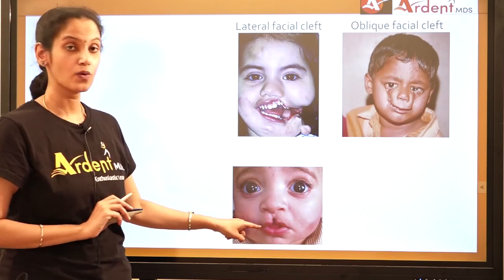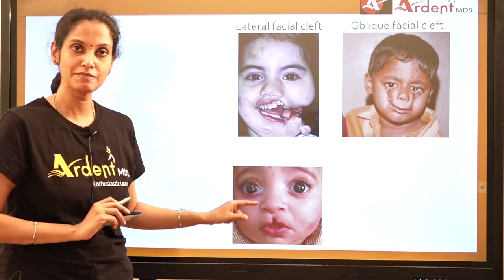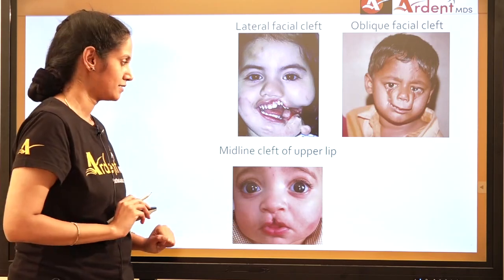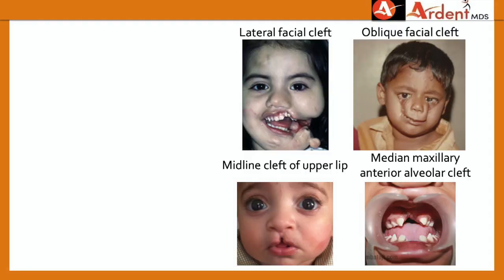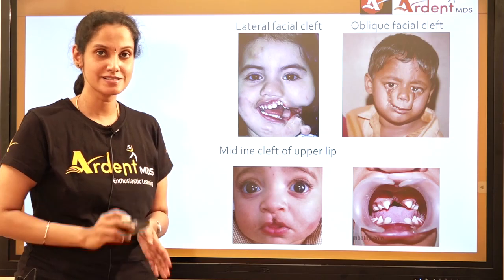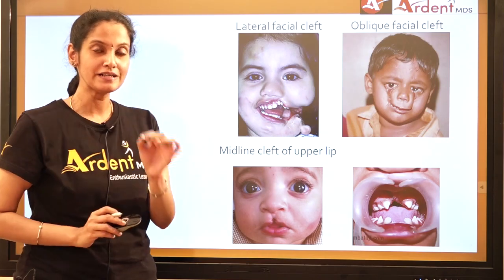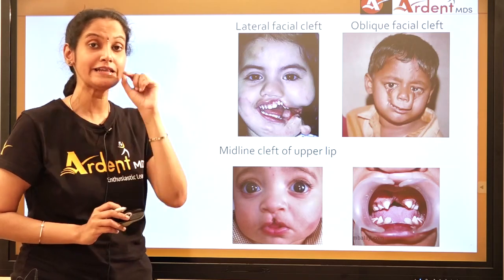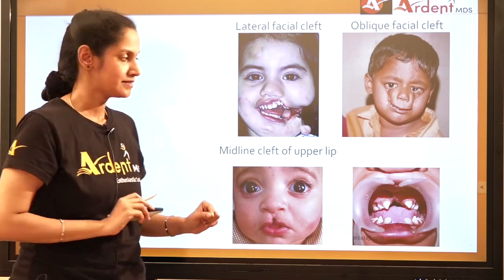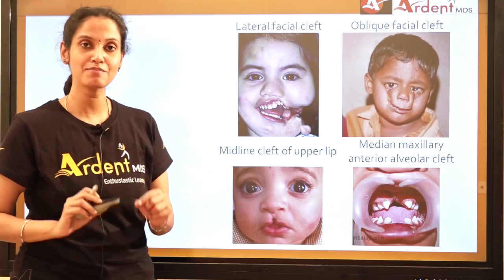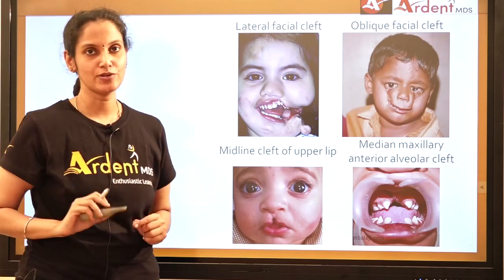Here, the cleft involves the upper lip in the midline. So it's a midline cleft of the upper lip. Here, you find the bony defect clearly between the upper anteriors, especially the incisors. Midline of the maxilla in the anterior part. That's why it's named as median maxillary anterior alveolar cleft.